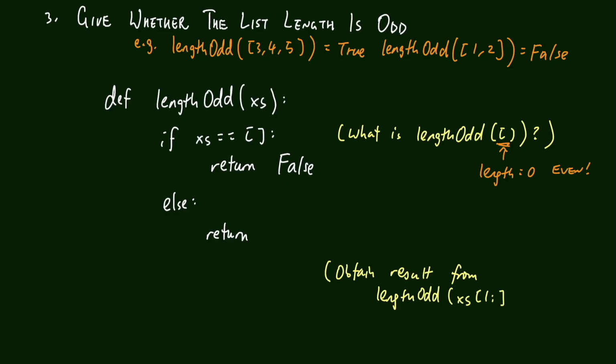The recursive call result tells us whether the list without the first element has length even or odd. We observe that if the list without the first element has length odd, the whole list will have length even. And if the list without the first element has length even, then the whole list will have length odd. So if the recursive call result returns false, we return true. And if the recursive call result gives true, we give false, which is the not function.